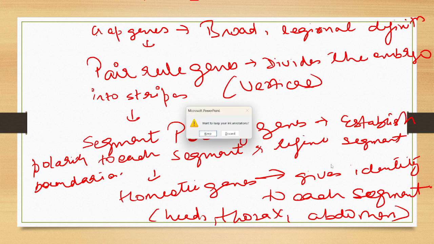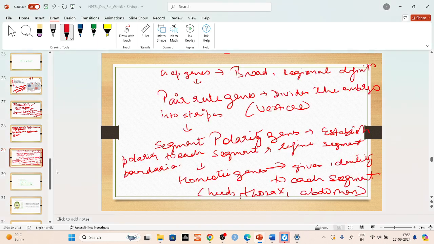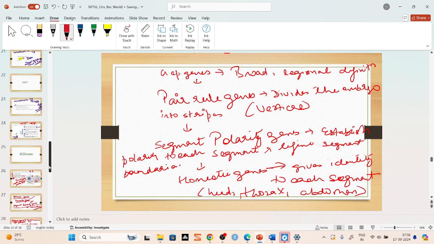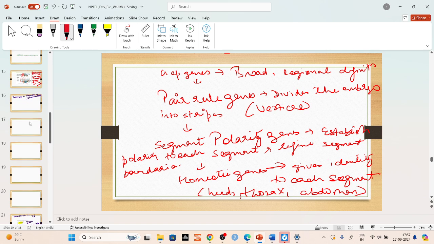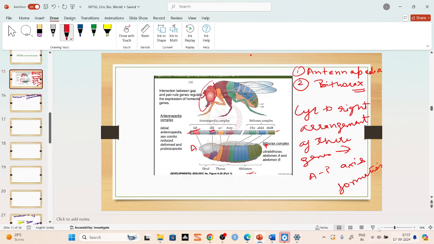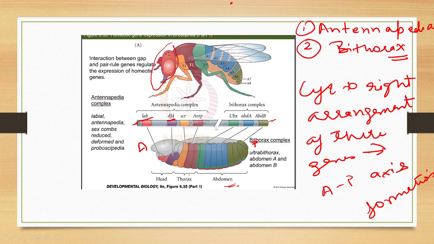If you see this figure, there are two types of homeotic genes. First is the antennapedia complex, and second is your bithorax complex. So your homeotic selector genes also have two complexes: antennapedia complex and bithorax complex. Antennapedia complex has these four genes, and bithorax has these three genes. So bithorax is a complex of segment polarity genes.